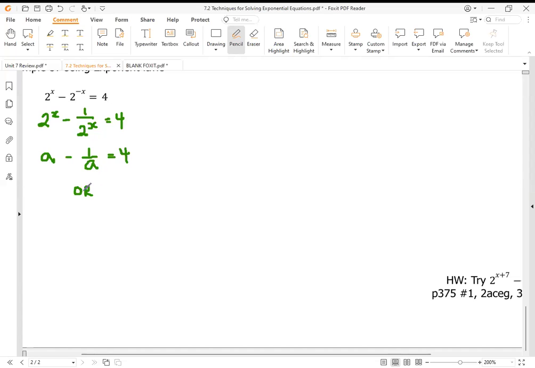And that is, I am going to actually multiply both sides by 2 to the power of x. Why? Essentially, I don't like that negative. Consider this. If I multiply both sides by 2^x.